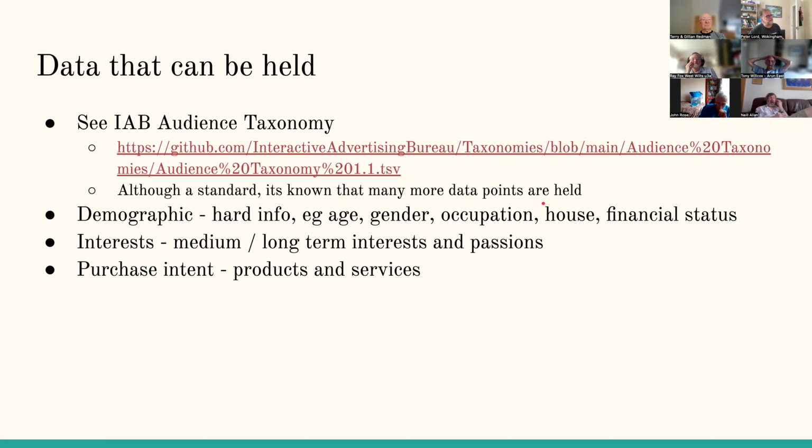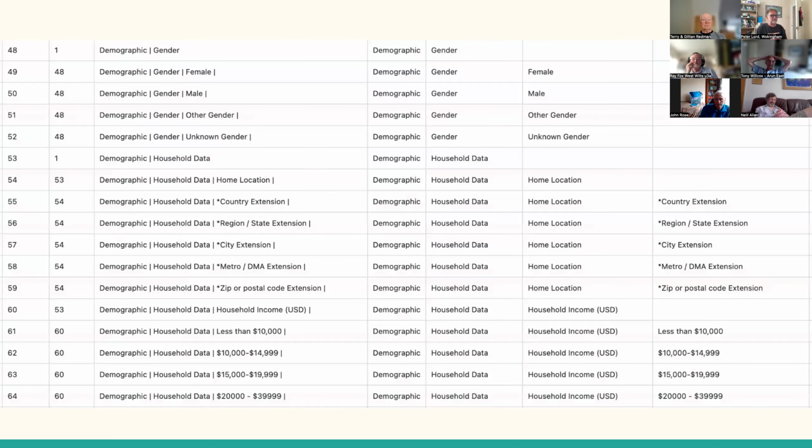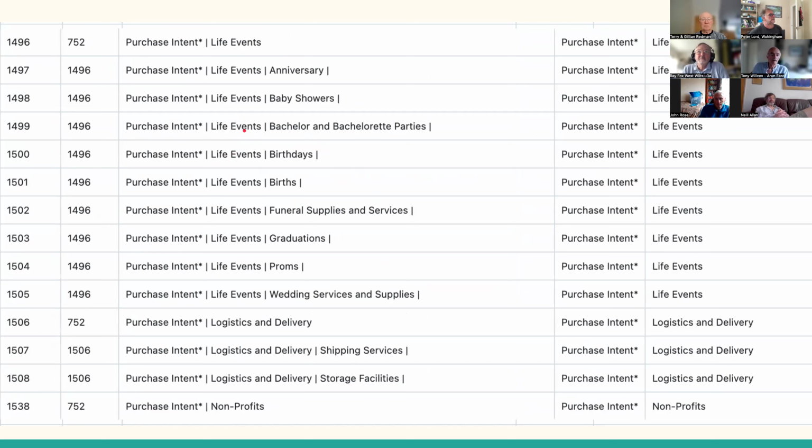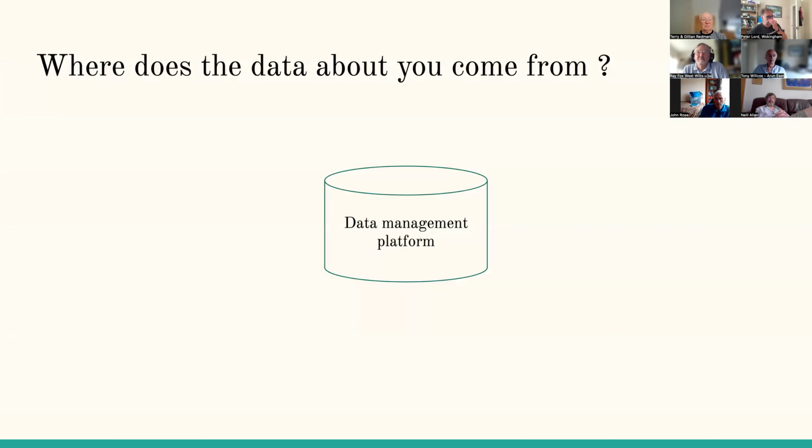And of course, as well as demographic interest, there's also purchase intent: what things you're likely to purchase, products and services. And here are some examples. So it's got demographic, gender, household data, your income and such like, medical interests, I don't know, life events, baby showers, births, a whole bunch of stuff. There are thousands of individual pieces of data that can be in that database about you. So where does this come from? Where does all this data come from?